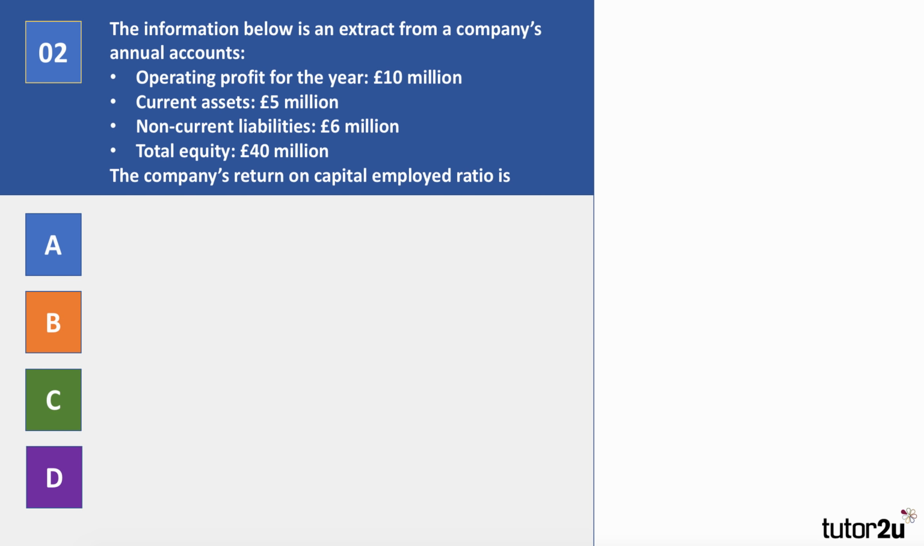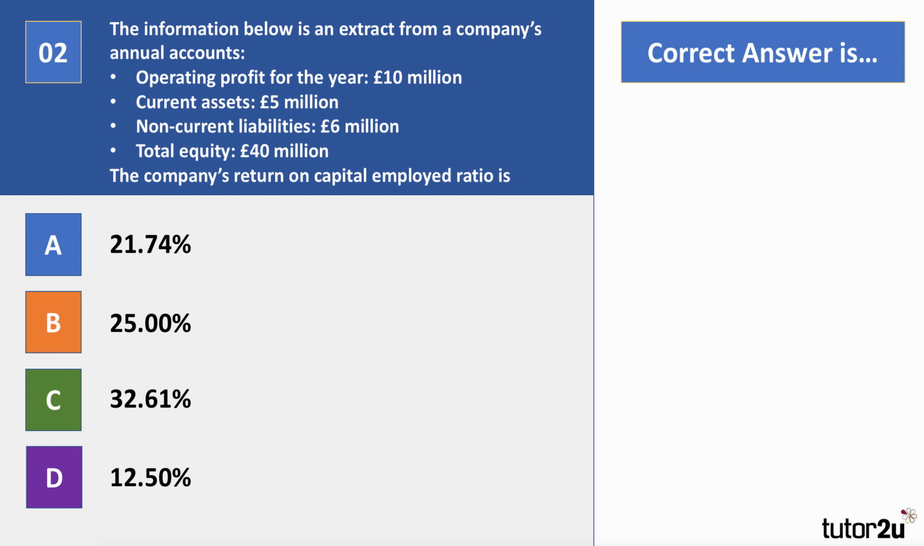Okay, question 2. The information below is an extract from a company's annual accounts. Operating profit 10 million, current assets 5 million, non-current liabilities of 6 million and total equity of 40 million. What is the company's return on capital employed ratio? There are the 4 options, so do your calculation, have a go.